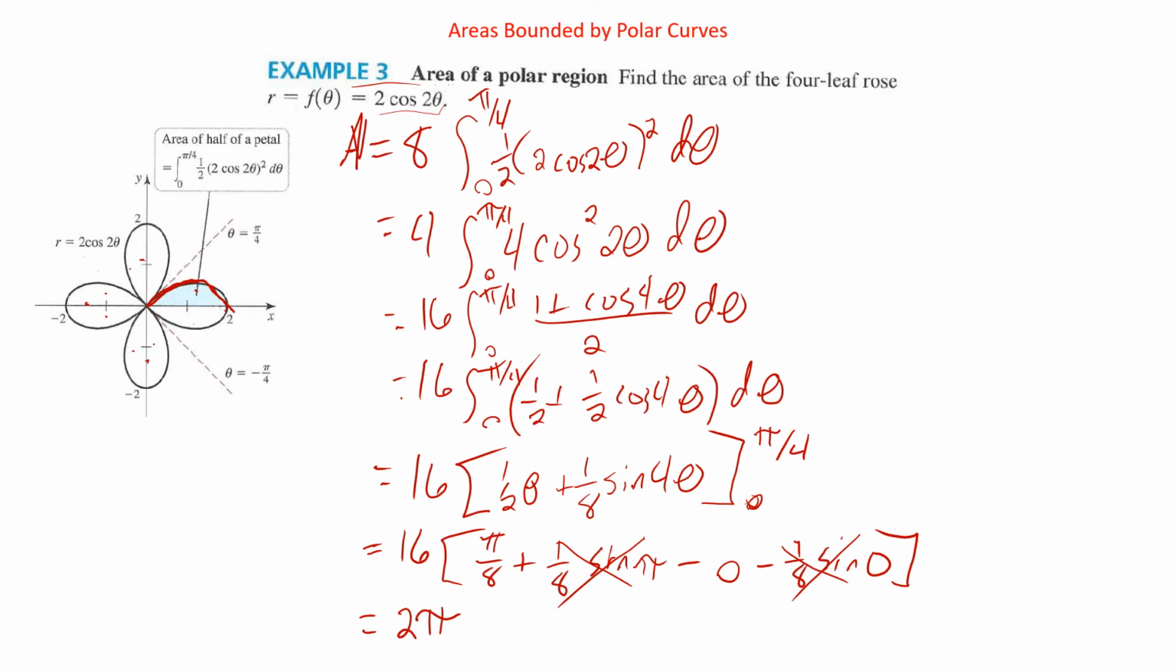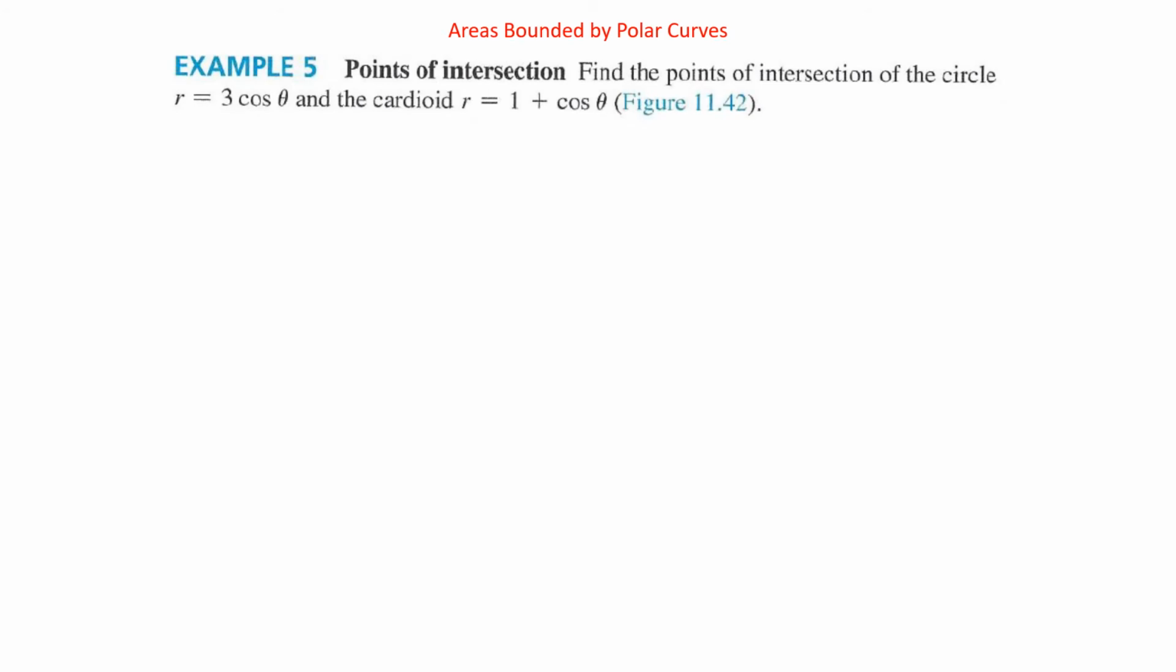Isn't that neat? I know it probably didn't look like it was going to come out to be fairly nice in the middle there. So that's finding an area. We have more. Finding points of intersection. That's an important piece when finding the area.